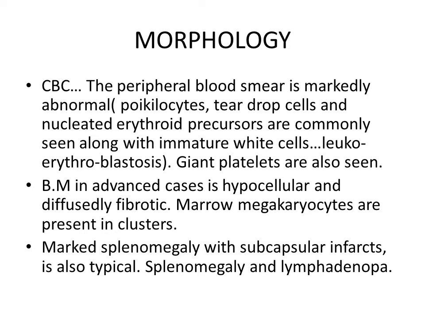Giant platelets are also seen, so this means there is also abnormality in the production of platelets. Large size platelets are known as giant platelets. So we can see these large platelets, almost approaching the size of a red cell. We can see this type of platelets on the peripheral smear in these patients.